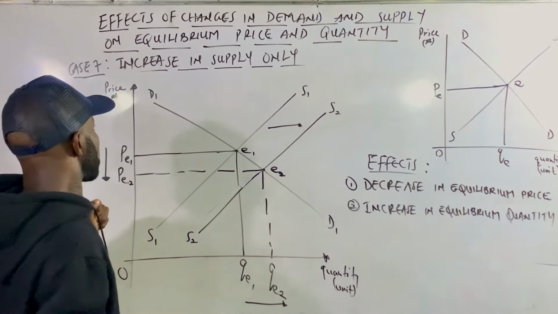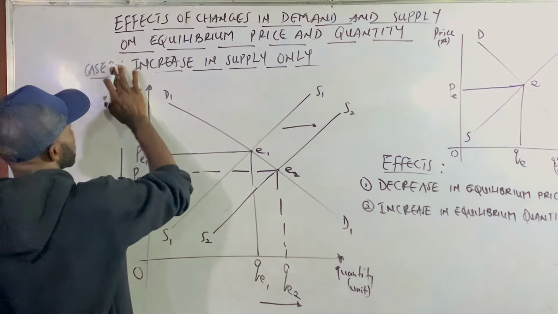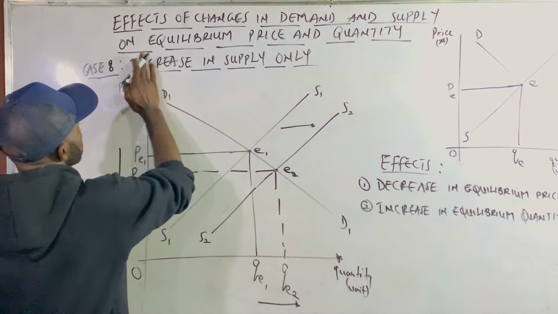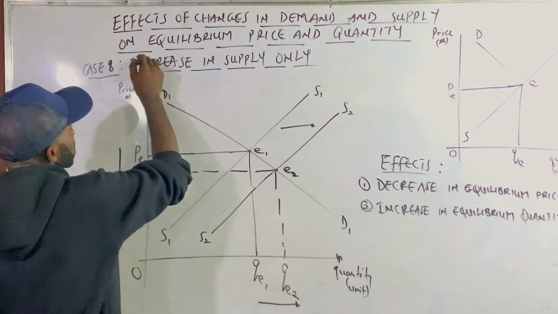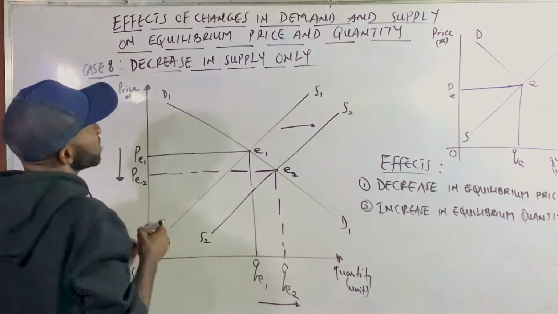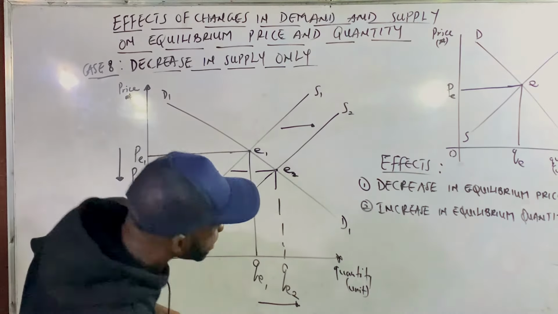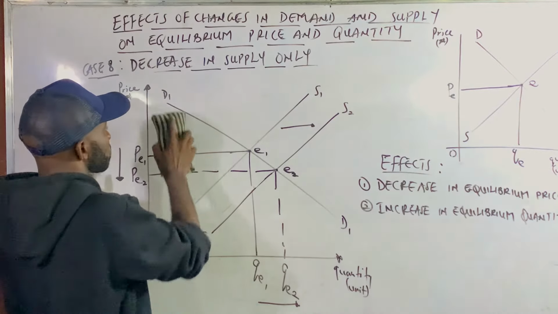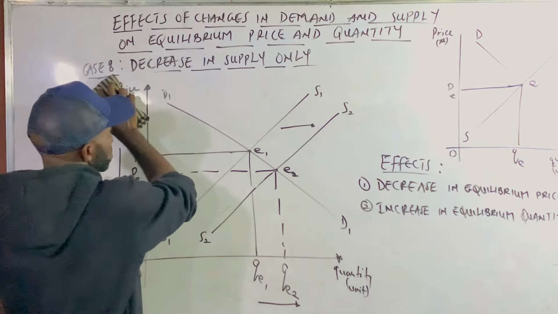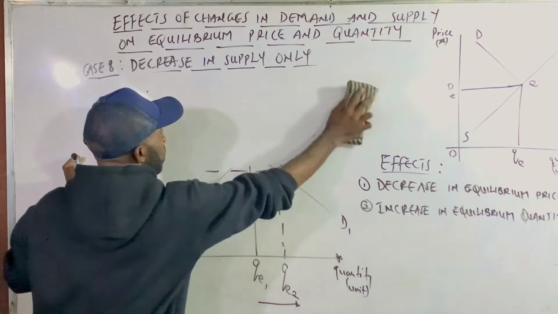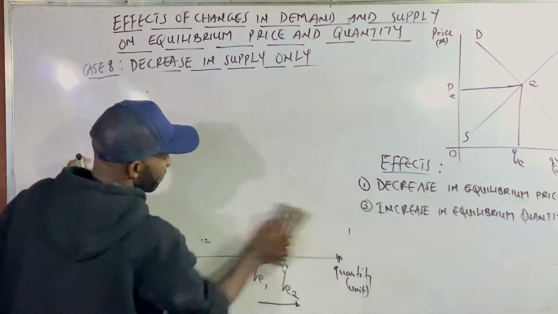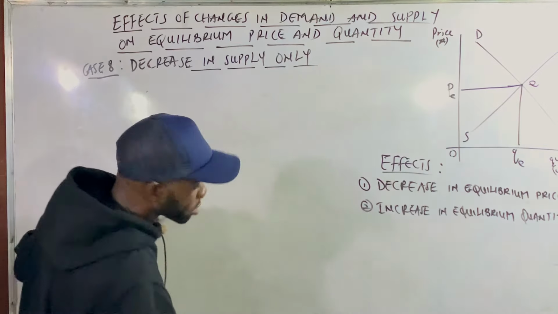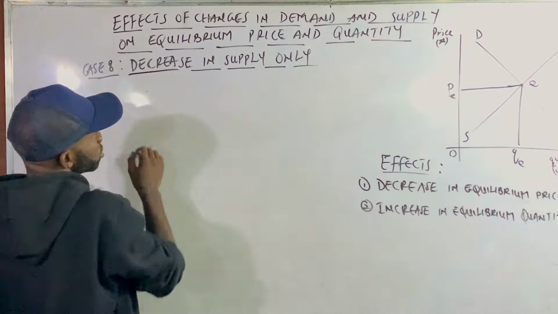Looking at the next case, we have case number 8. And case number 8 is just the opposite of case number 7. So in this case, we just signify a decrease in supply only. A decrease in supply is simply the leftward shift of the supply curve. But if we must have it well explained, or probably without getting confused, let's take the diagram all over again. So I'm considering decrease in supply only.